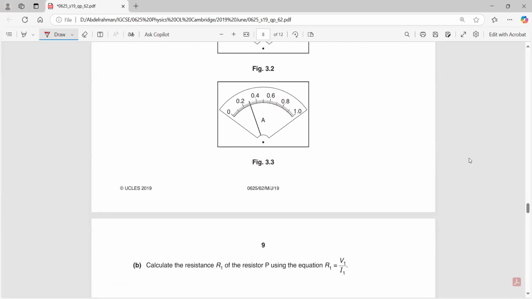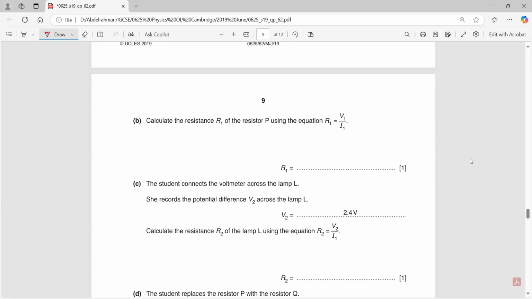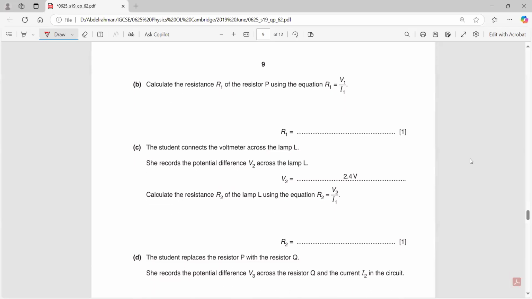That's easy. Calculate the resistance. Can I find the resistance? R equals V1 over I1. So R equals 3.6 over 0.3, which is 12. Yes, 12 ohms.